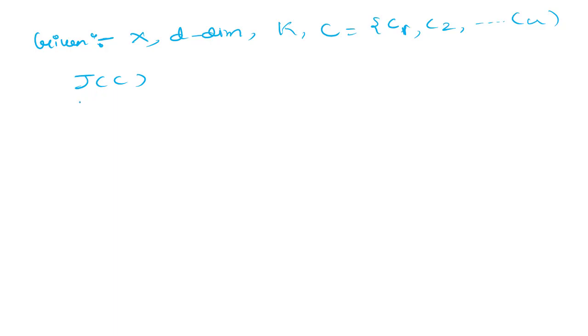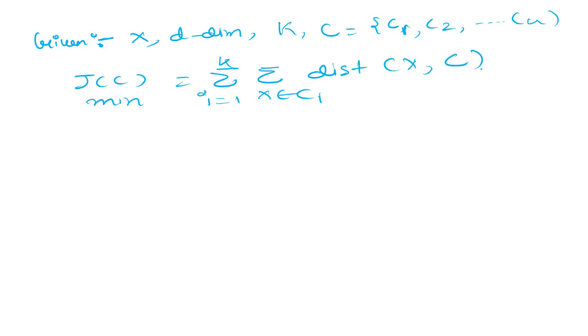You are given X in d-dimensional space, as well as K and the clusters, which are C1, C2, all the way down to CK. We have K clusters. Then you want to optimize C, you want to minimize this cost function. You take i equals 1 all the way to K, where X is a member of Ci, meaning the cluster. Now you take the distance between X and C. You want to minimize this.